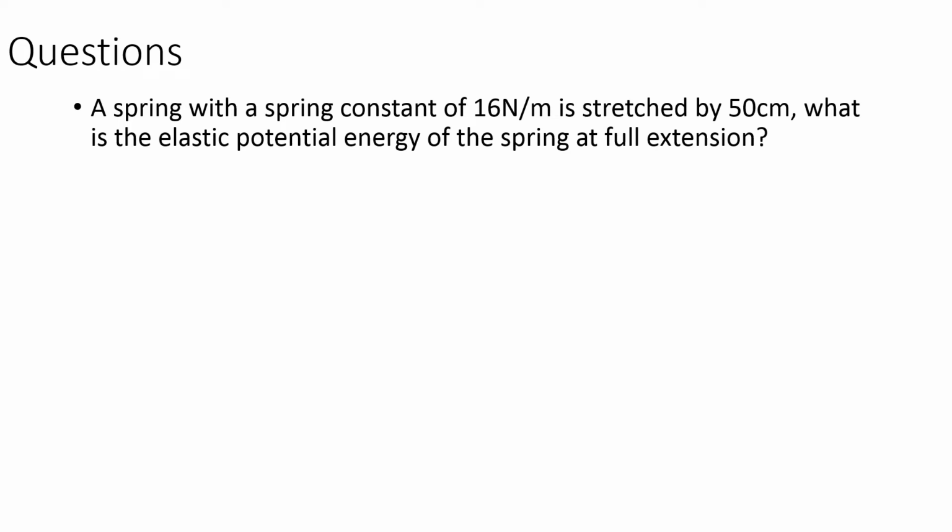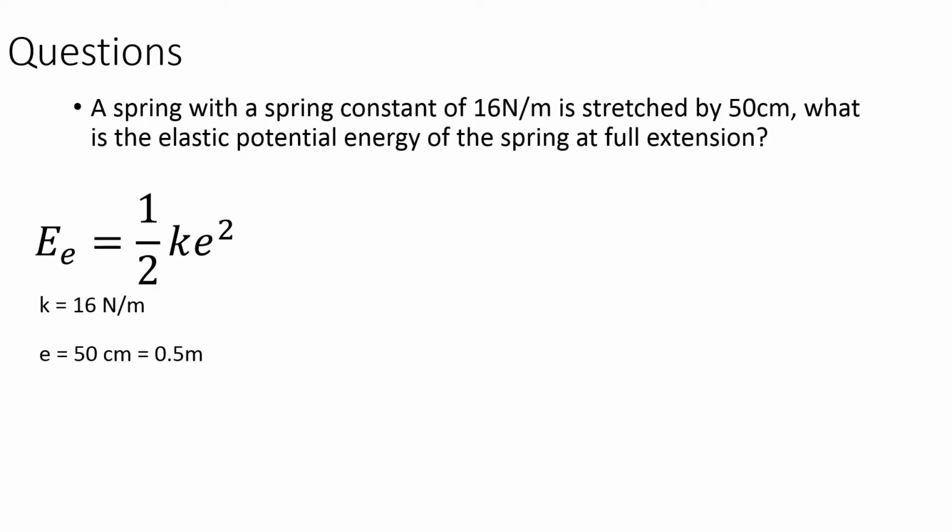So a spring with a spring constant of 16 newtons per meter is stretched by 50 centimeters. What is the elastic potential energy of the spring at full extension? So first thing we want to do, rewrite the equation. Always want to do this in your exam questions. Then we're going to write down the parameters that we've got. So k, spring constant, is 16 newtons per meter, and the extension is 50 centimeters, which when converted into meters is 0.5 meters.